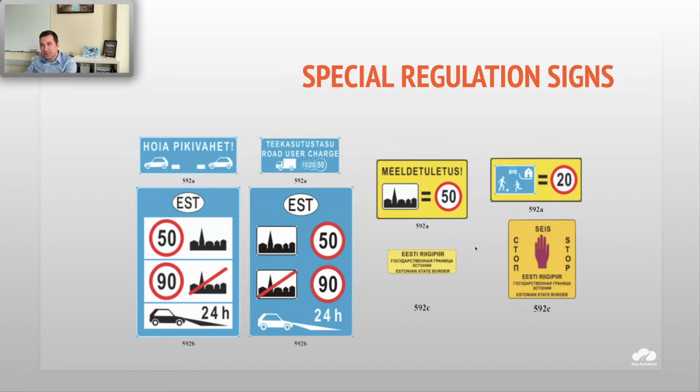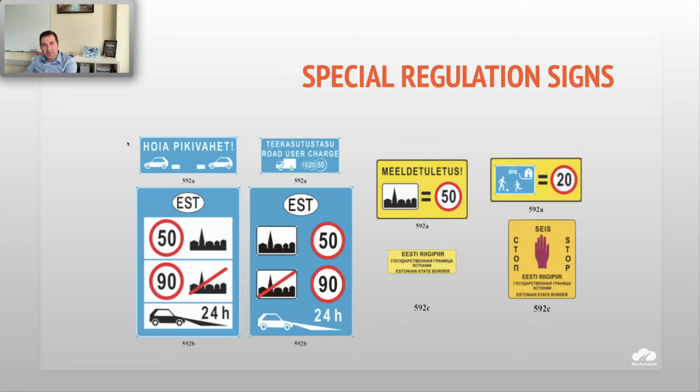What else can you find? In some places there is a sign with the text meeldetuletus, which is a reminder in Estonian, and it tells you that you are driving in the city area where the speed limit is 50, or you're driving in a calm traffic area with a speed limit of 20 by default, and also some other signs which tell you that you are approaching the Estonian state border, so there will be a checkpoint, and you should be ready for that.